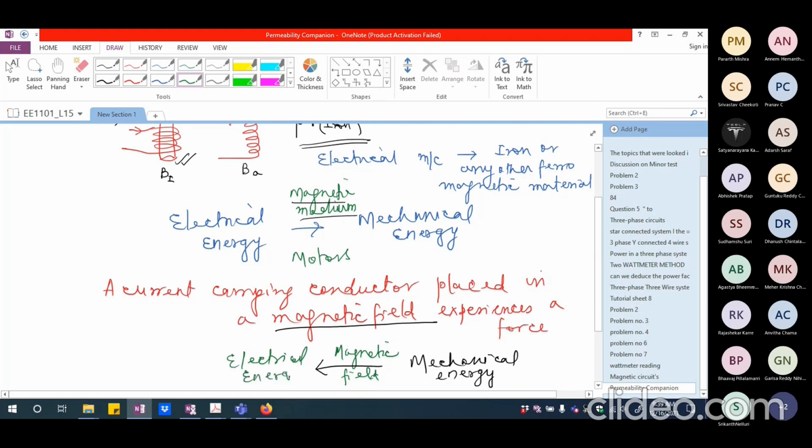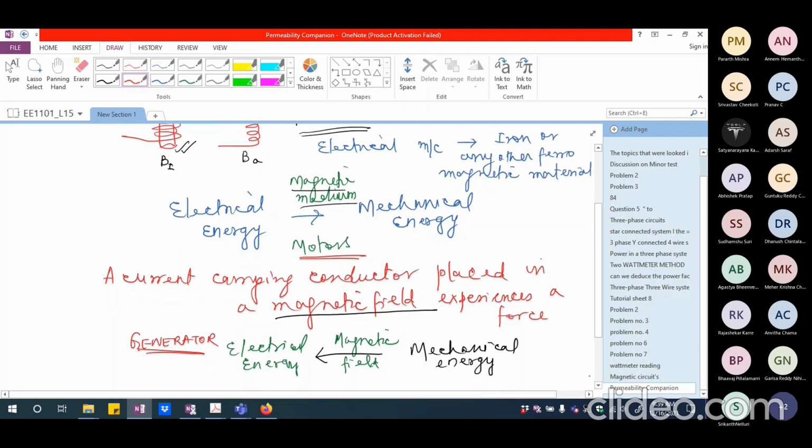So we call this action the generator action. Whether it is motor or generator action, you will basically need magnetic field as the medium, which allows the conversion of electrical energy into mechanical energy and vice versa. That is the reason why all electrical machines generally require magnetic field, and that's why they are generally made up of magnetic material. Some ferromagnetic material will always get into the picture.